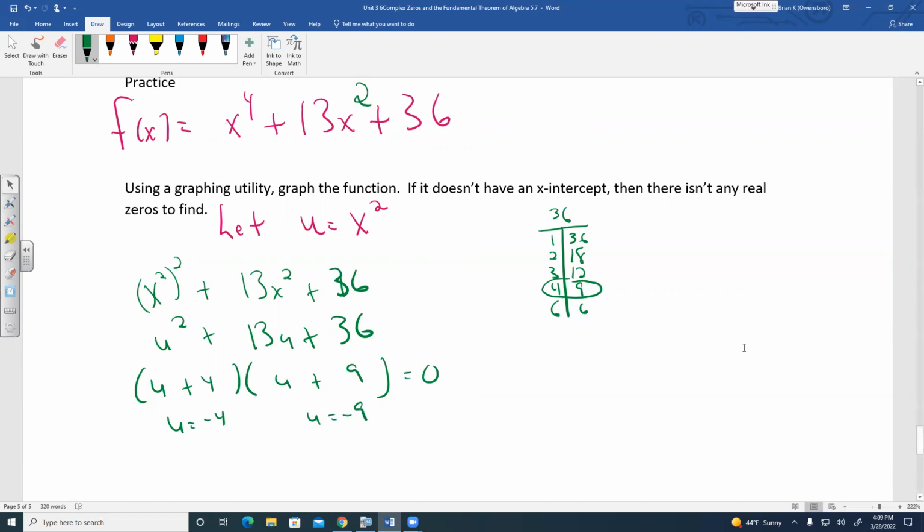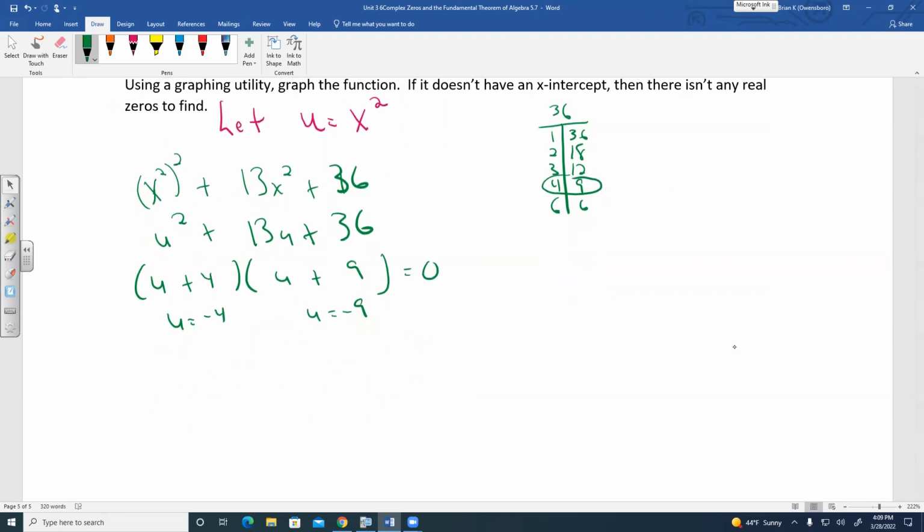But remember, we're solving for x. To solve for x, I can now jump back in and replace u with x squared. So what I actually have now is x squared equals -4 and x squared equals this -9. Now remember, to take the square root of each side, we'll solve for x. So x is going to equal then the plus or minus the square root of -4. Because remember, when you do it this way, you have to put that plus or minus there. So it's going to be a plus or minus the square root of -4. And this is also going to be x equals, remember to put the plus or minus the square root of -9.